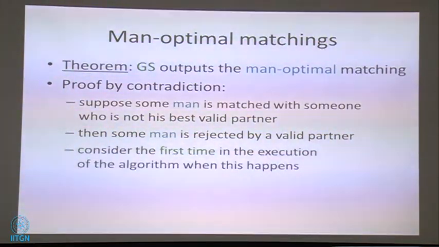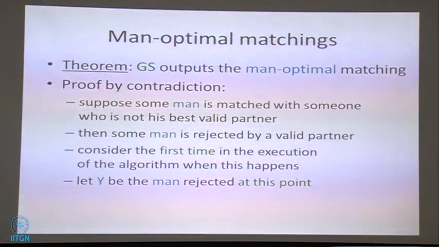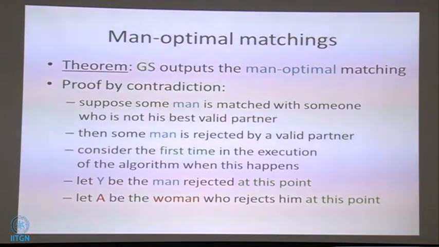Okay, so let's consider the first time in the execution of our algorithm when this unfortunate event happens: a guy is rejected by his best valid partner. Let's consider this sad moment. Let Y be the man rejected at that point by his best valid partner, and let A be the woman who rejects him at that point. First time in the execution of the algorithm, a man is rejected by his best valid partner, and now they have names, A and Y.